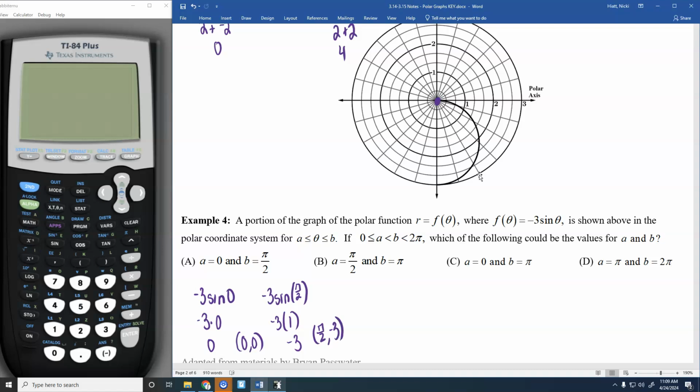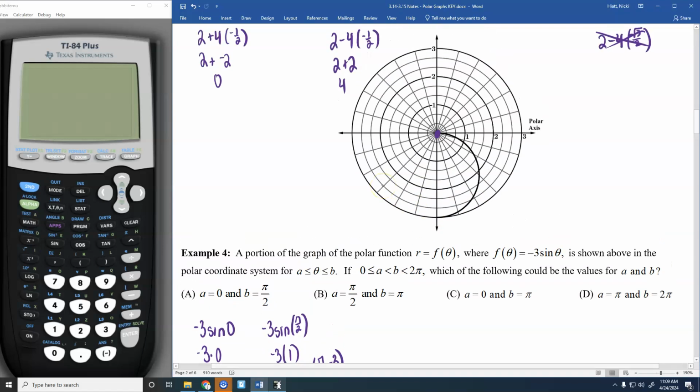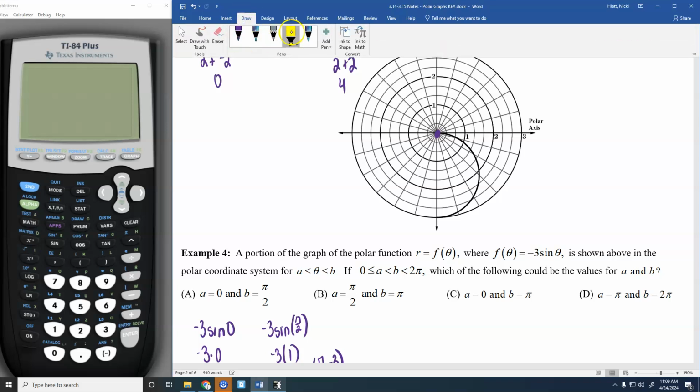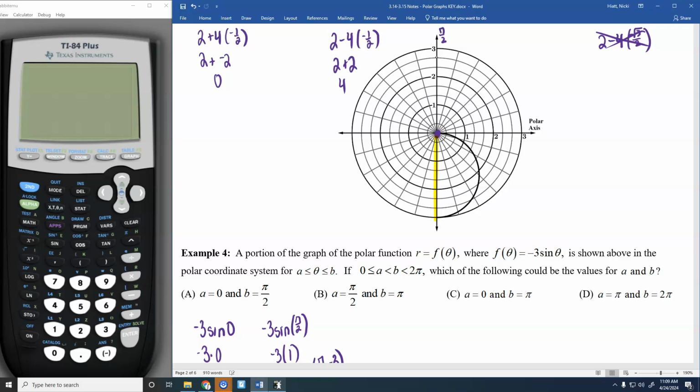So that would be the point (pi over 2, -3). Let's think about graphing (pi over 2, -3). Pi over 2 is up here, right? But whenever we... scroll down so we can see that.